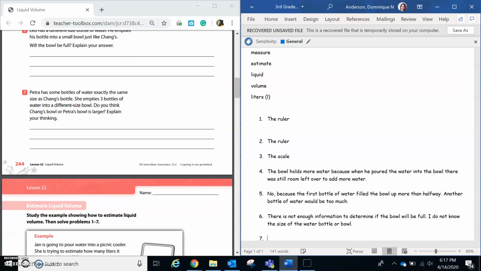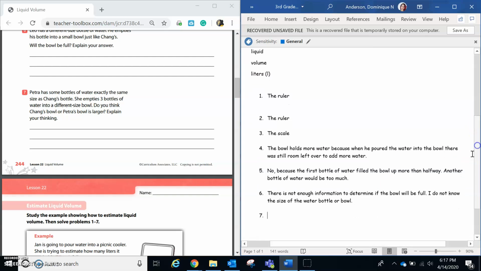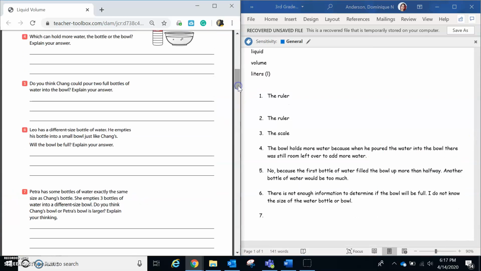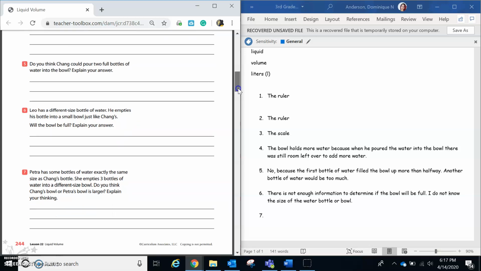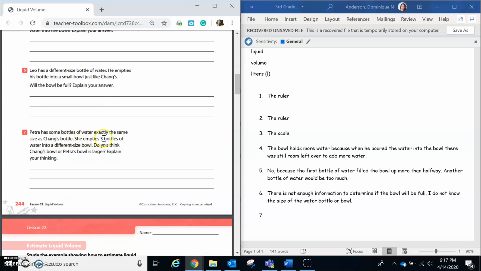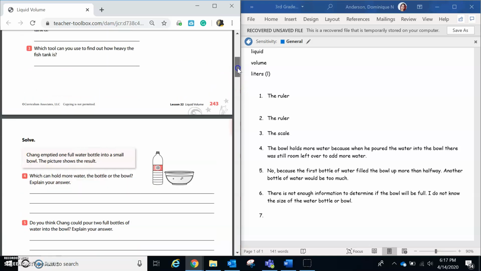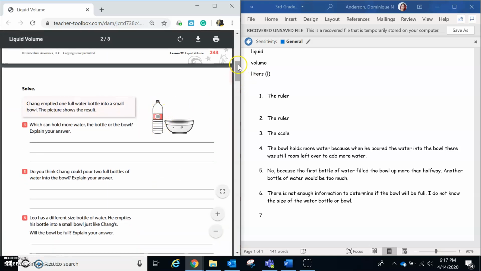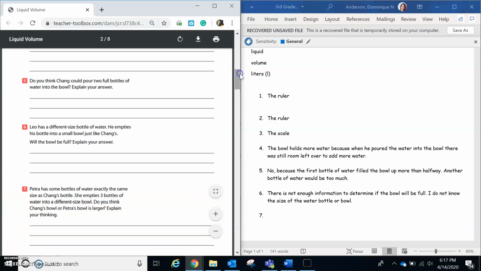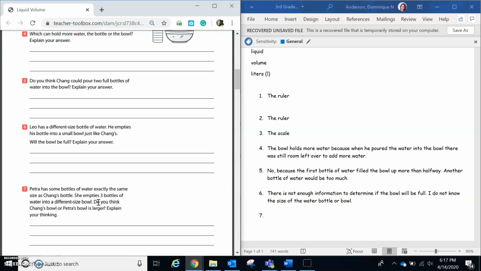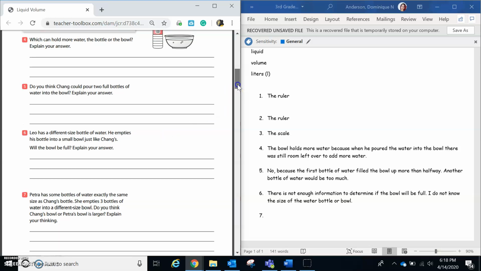Number 7. Alright. Petra has some bottles of water exactly the same size as Chang's bottle. So she's got bottles that are this size. She empties 3 bottles of water into a different size bowl. Do you think Chang's bowl or Petra's bowl is larger? Explain your thinking. So let's think about this.